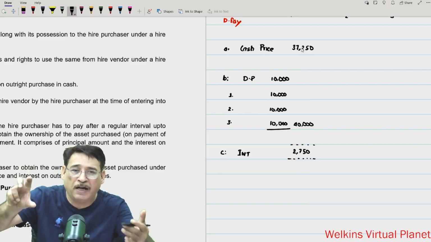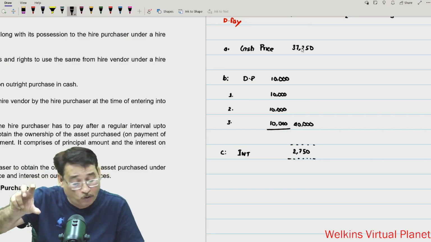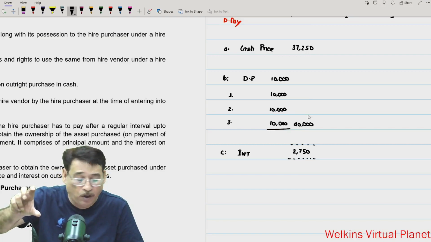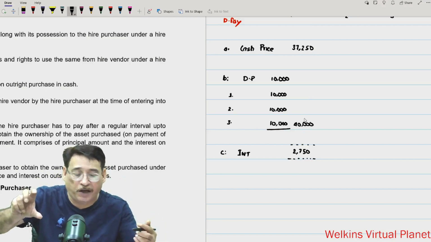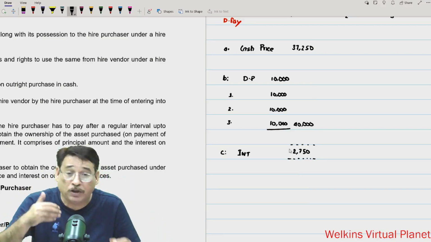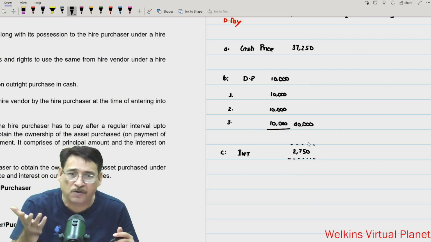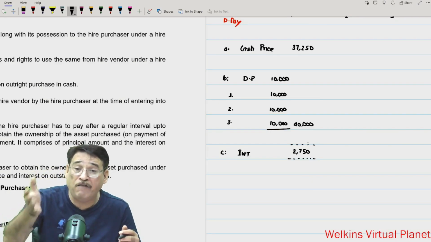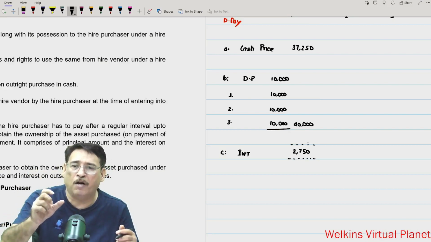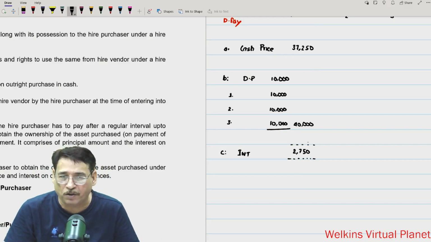But because I acquired the asset on hire purchase system and got 3 years time facility, quite obviously I will be charged more, and that is the reason I am paying 40,000. So how much extra am I paying? I am paying 2,750. This extra amount is known as interest amount. Why are you paying this extra amount? Because you are taking a time facility of 3 years, and any charge against time facility in accounts is known as interest. That is why it is called interest. Is it clear to you or not?